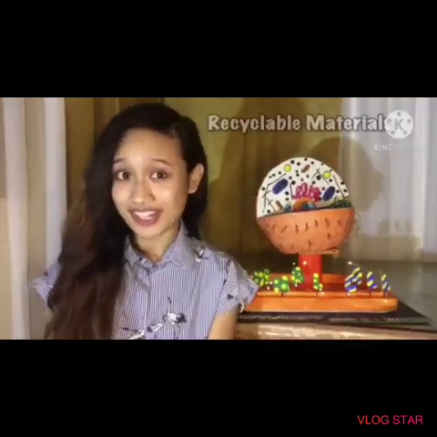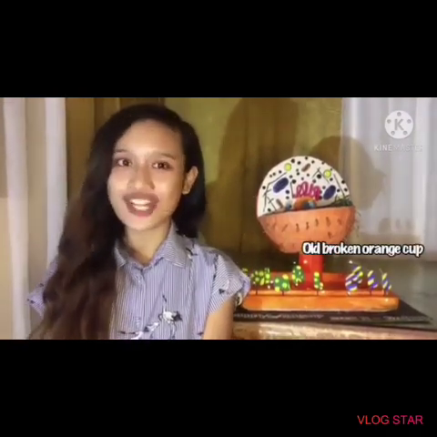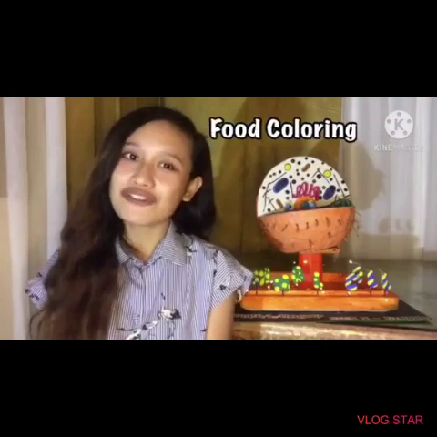The model is made of recyclable materials such as old magazine, Go-Go, Zesto carton boxes, used barbecue sticks, used illustration board, an old styrofoam, an old broken orange cup, and lastly, my DIY clay, made of cornstarch, salt, different temperatures of water, and different colors of food coloring.